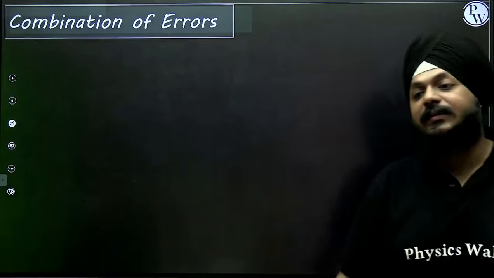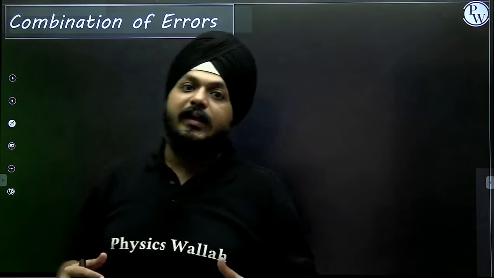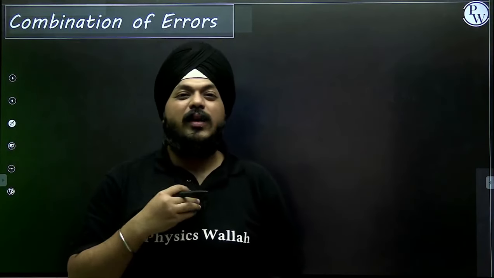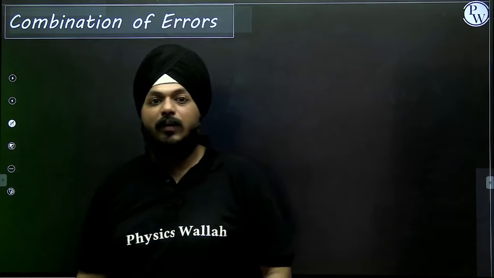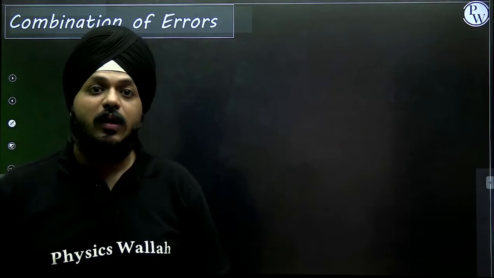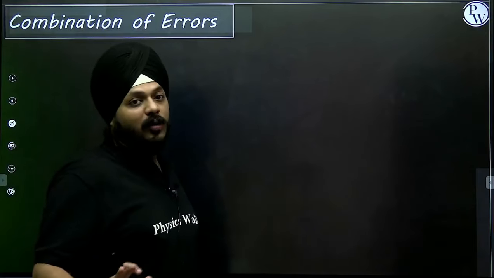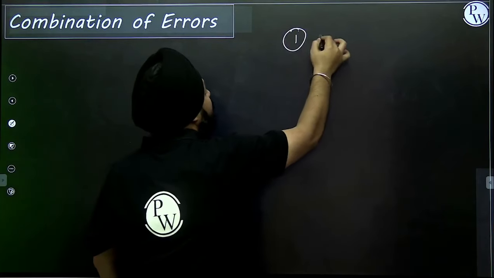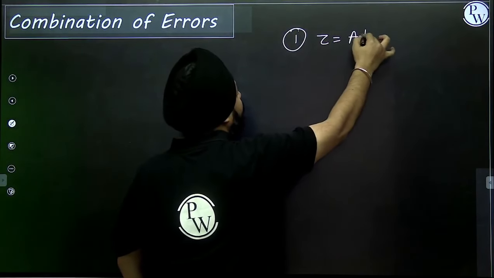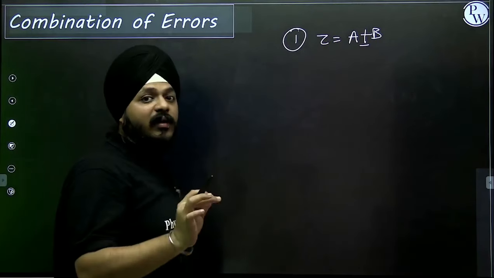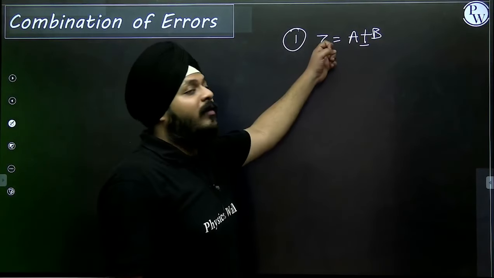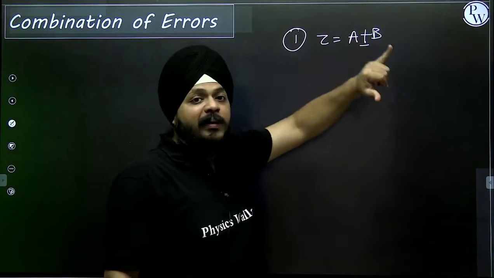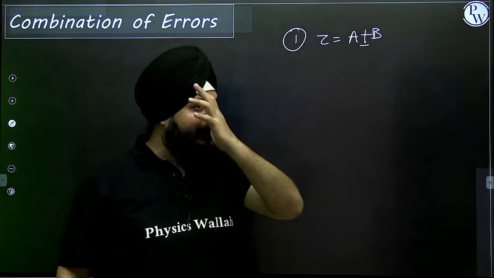Now, combination of errors. See, there is a proof of the combination of errors, but generally we use it from the question-solving approach only. We are not going into the details of the derivation. But these combinations of errors have some cases. First, suppose Z is a physical quantity that is a combination of two, A and B. I'm measuring an experiment in which the result is Z, but it comprises two physical quantities, A and B. Either they can be added or they can be subtracted.